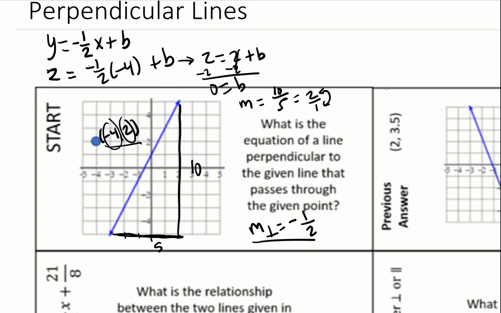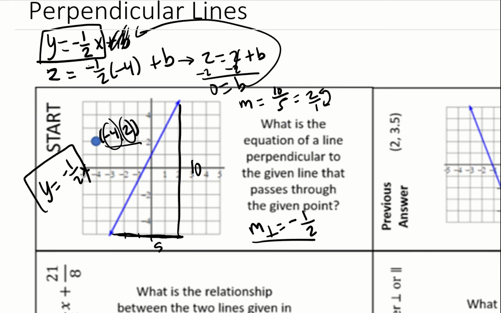And so that means that this b value here, the y-intercept, is 0, which means that this goes away essentially, because the 0 doesn't really do anything. And so our final equation is y equals -1/2x. Okay, so that's going to be the solution to this problem.